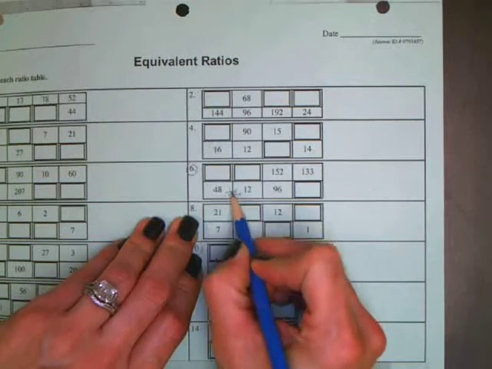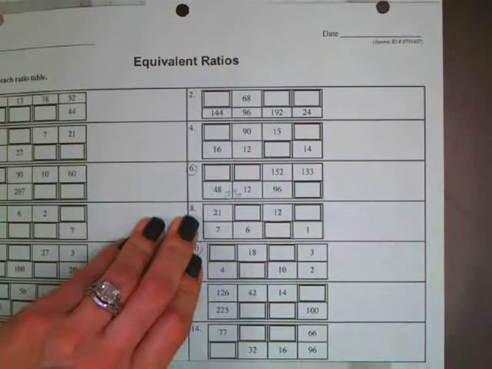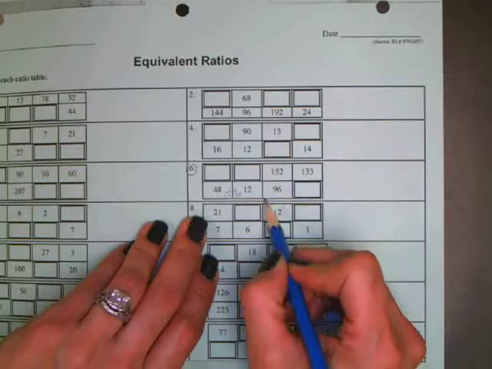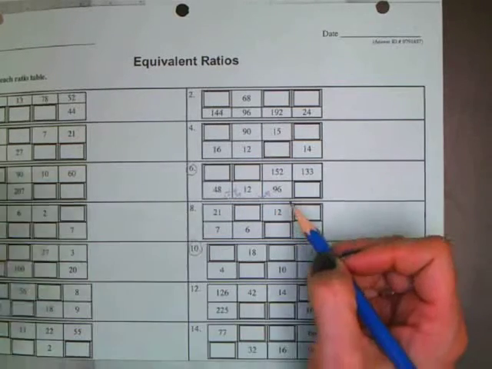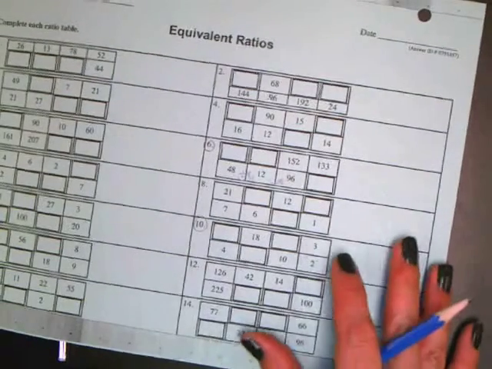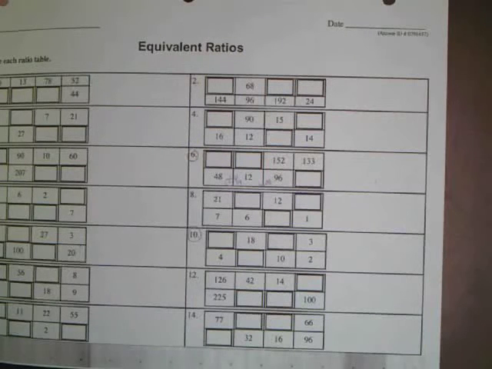Divide by 4 on the bottom, and of course, whatever I do to the bottom, I've got to do to the top. Now, the mystery is that there are 2 missing numbers here. So I'm going to have to work a little bit backwards. From 12, how will I get to 96? Well, I'm going to be multiplying because the number is getting bigger. When the number gets bigger, I'm multiplying. When the number is getting smaller, I'm dividing to get to the next number.